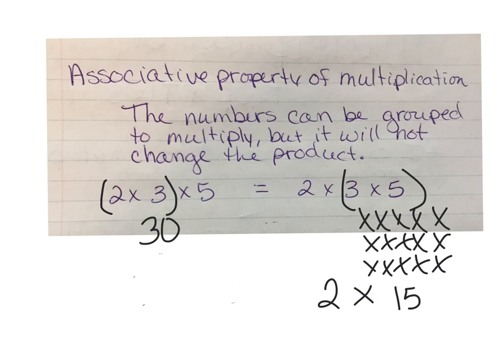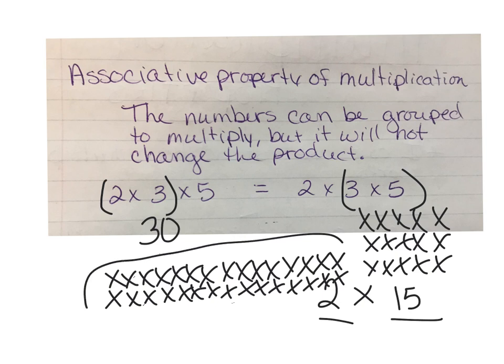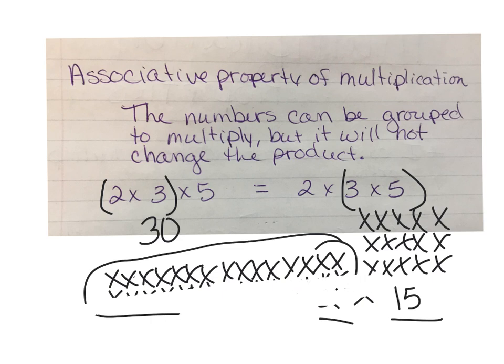All right, to make this array, I need 2 groups of 15. 1, 2, 3, 4, 5, 6, 7, 8, 9, 10, 11, 12, 13, 14, 15. Woo! Almost there. 2 groups of 15. If I add this all up, guess what I'm going to get? It's going to be 30, guys.